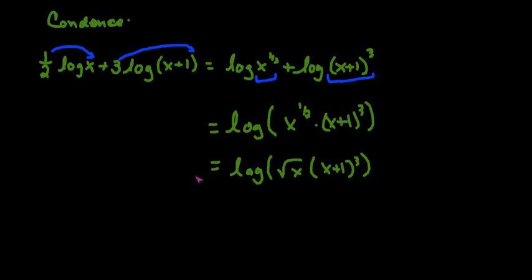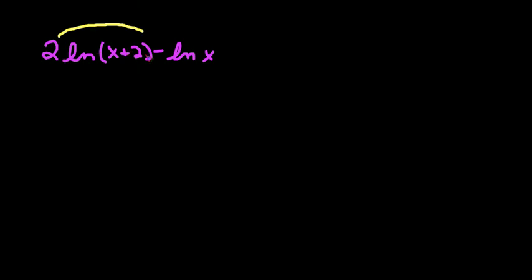So let's take a look at another one here. Let's look at one like this. We'll go natural log this time, and we'll say 2 times the natural log x plus 2 minus natural log of x. So let's go back to a couple things we just talked about. Any coefficient can go back up and become an exponent, so let's take a look at that first. So we're going to get natural log of x plus 2 all to the second power.